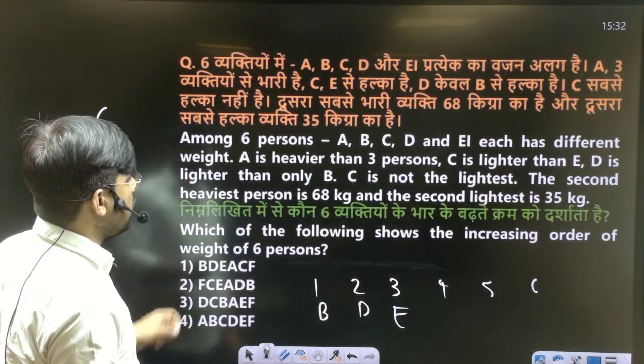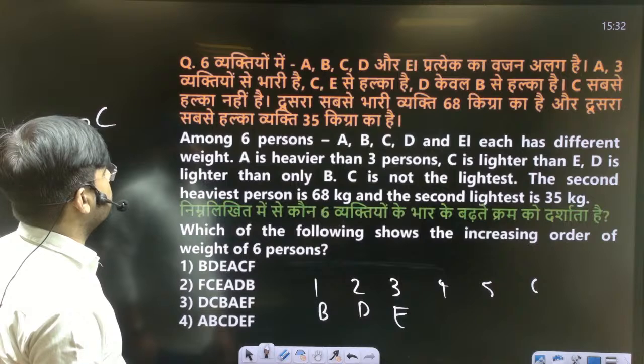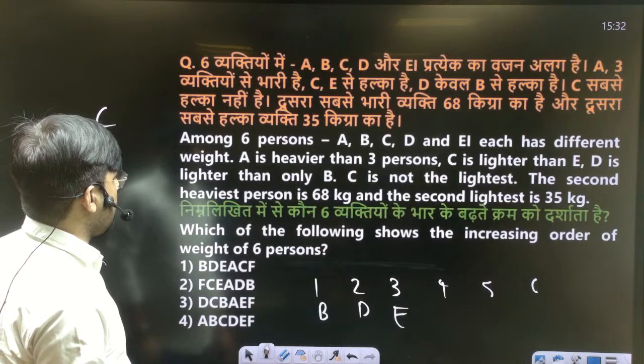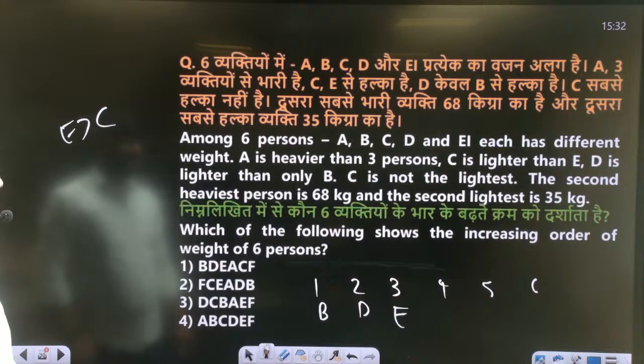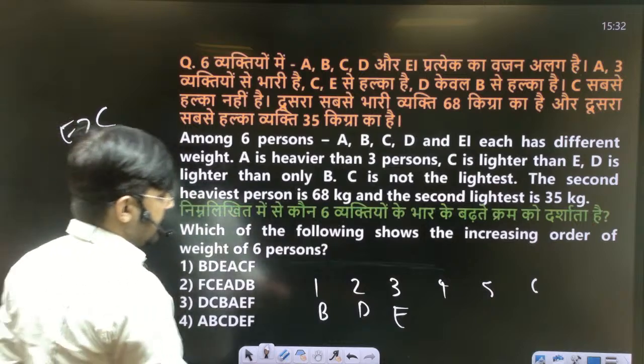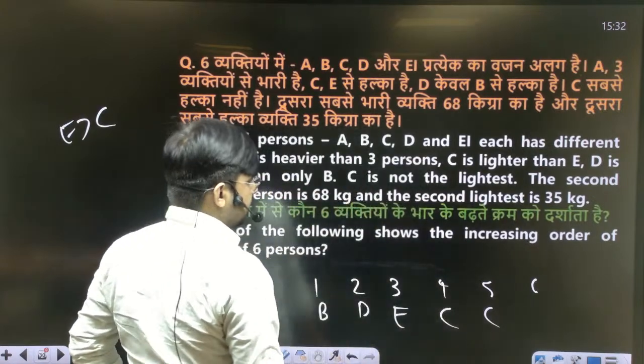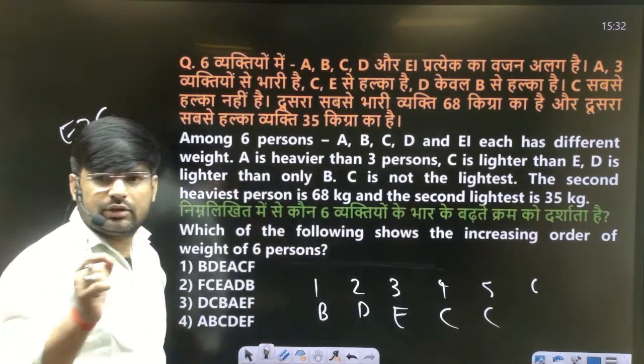And C is not the lightest. The second heaviest person is 68 and the lightest. C is lighter than E, and C is not the lightest. So C can sit either at the 5th place or at the 4th place, because C is not the lightest.